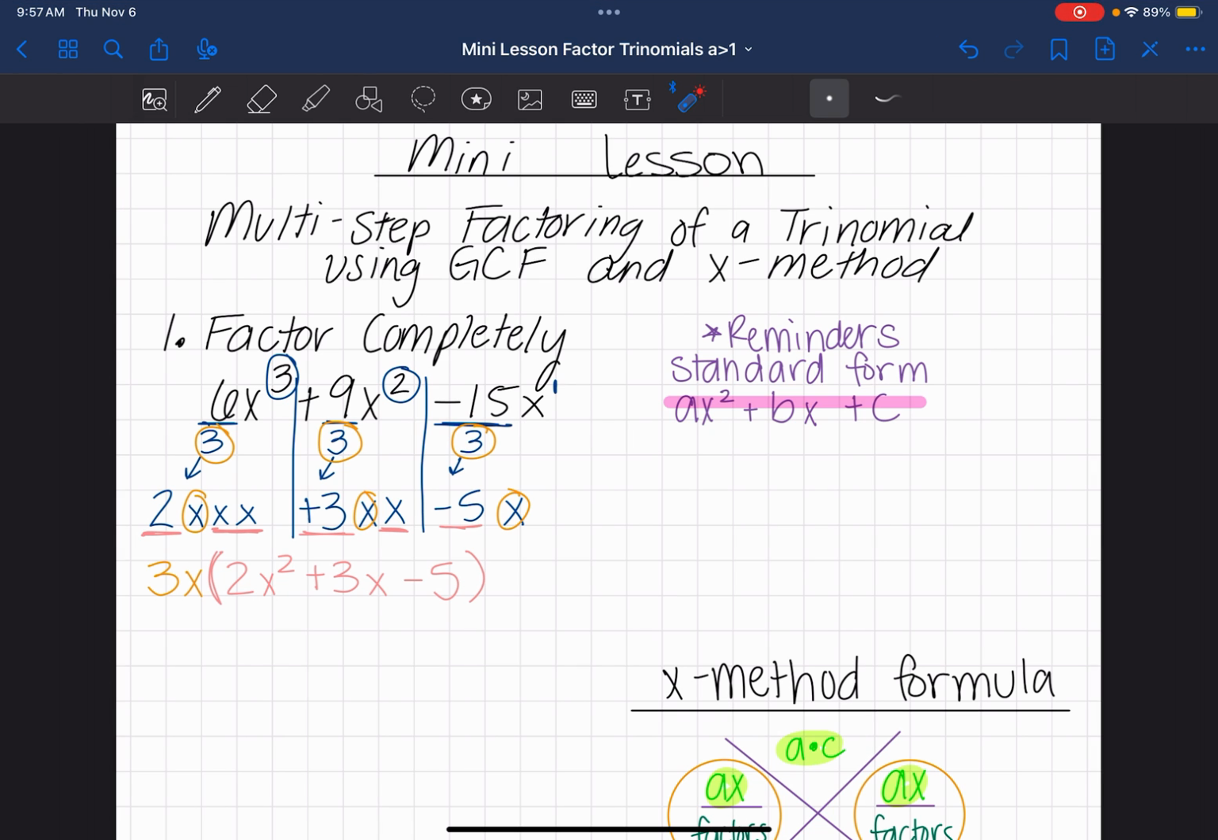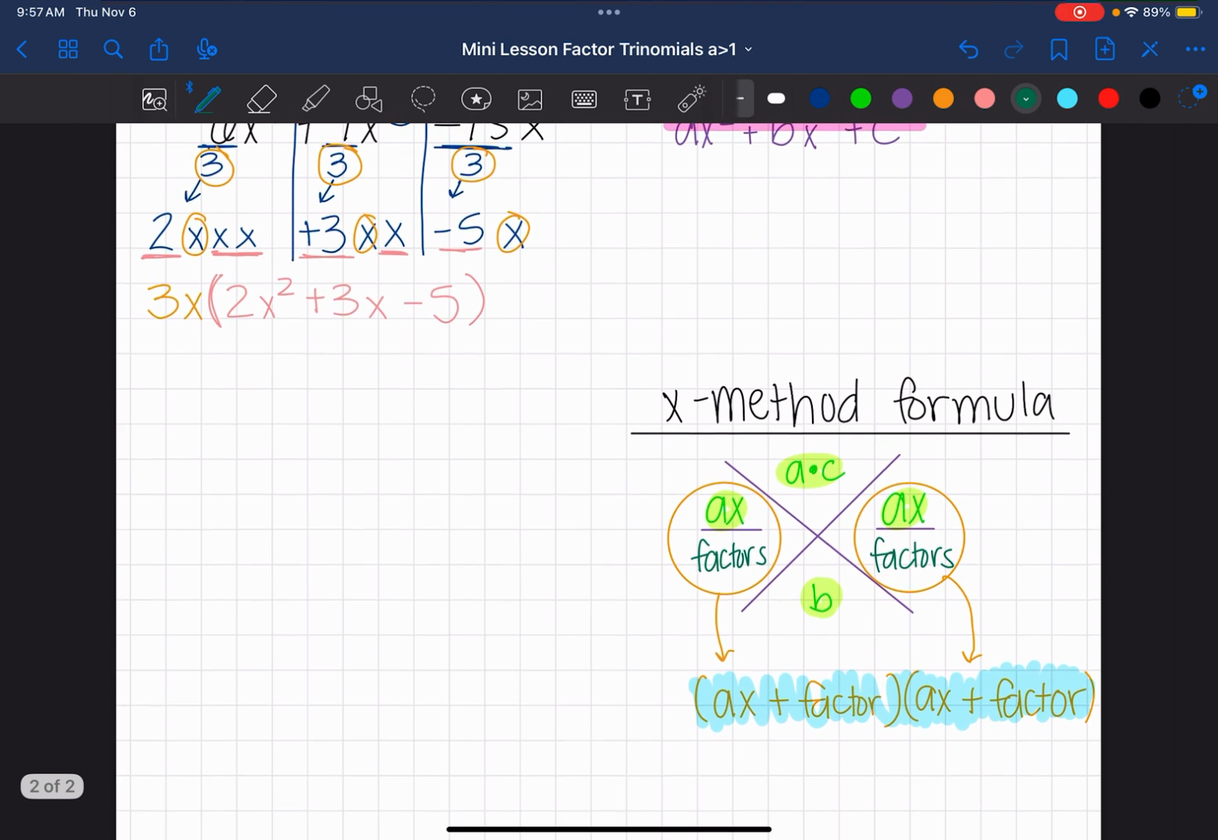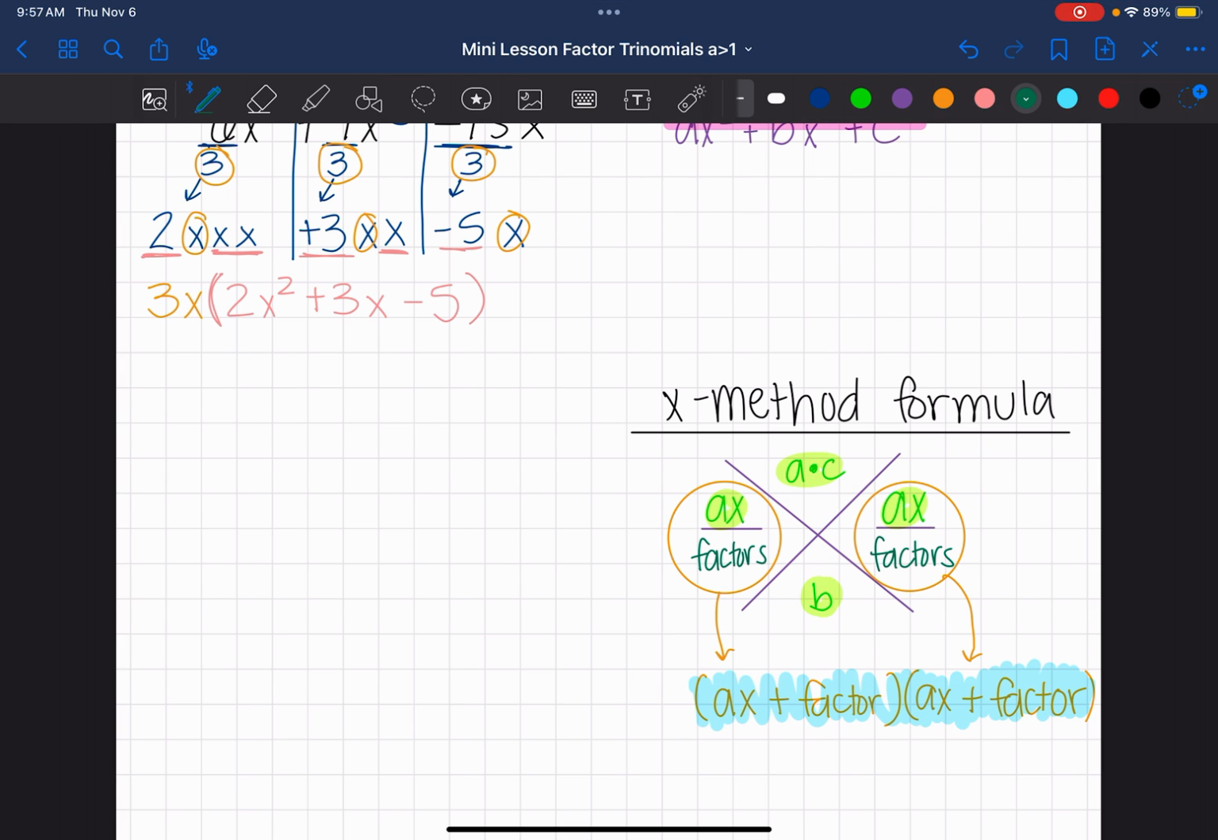However, we are not done factoring. We can still treat the inside of the parentheses as a trinomial and factor it using our X method. So that is what we will be doing next. Now I'm going to scroll down slightly. I have the X method formula that I created for this on the side over here for us to reference as we are working through this problem. So again, we are only going to focus on the inside of the parentheses to complete the X method. So I'm going to draw out my X.